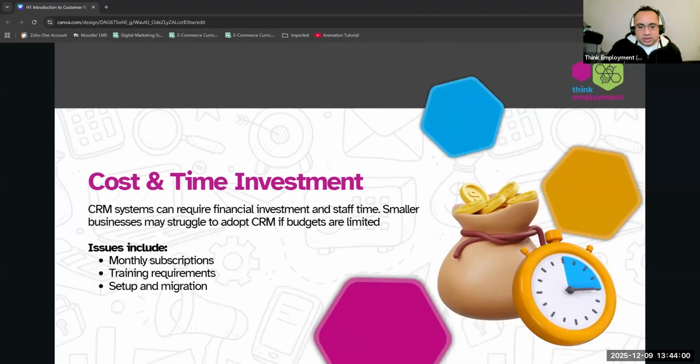So these slides just go through each one that I've gone through. Cost, you may have a monthly subscription. There's training requirements that you may have to bring trainers in to do it. Setup and migration, again, you may have to bring somebody in who has technical know-how to set it all up. And there's cost and time with that.